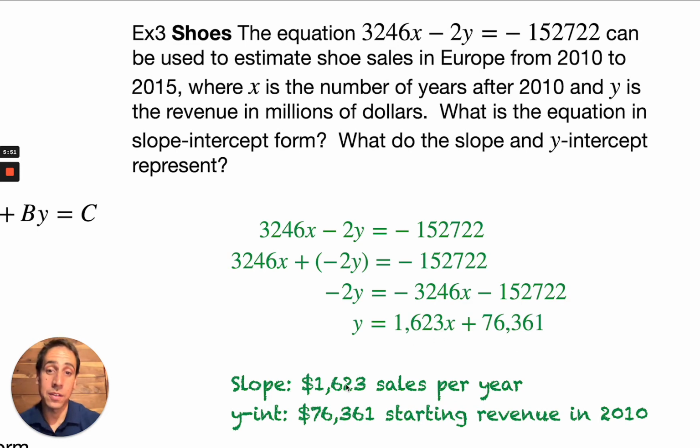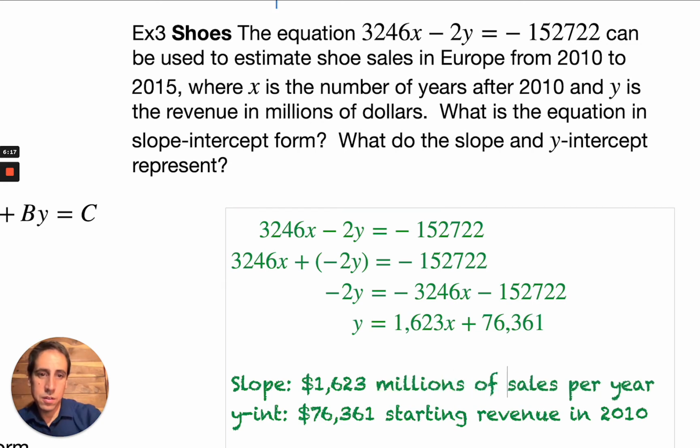Well, the slope means you're going to get this many dollars per year. It's a little bit easier to see what the units are. It's always important to examine units. The slope is going to be the y units per the x units. So y is revenue in millions of dollars, so that would be sales. Let's type in millions. Millions of sales, like 1,623 million sales per year. And the y-intercept would be the starting revenue in 2010, also in millions.